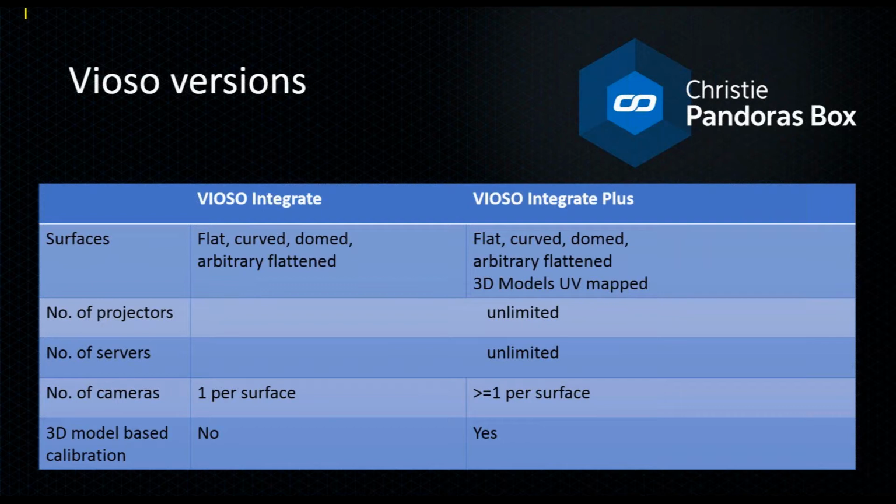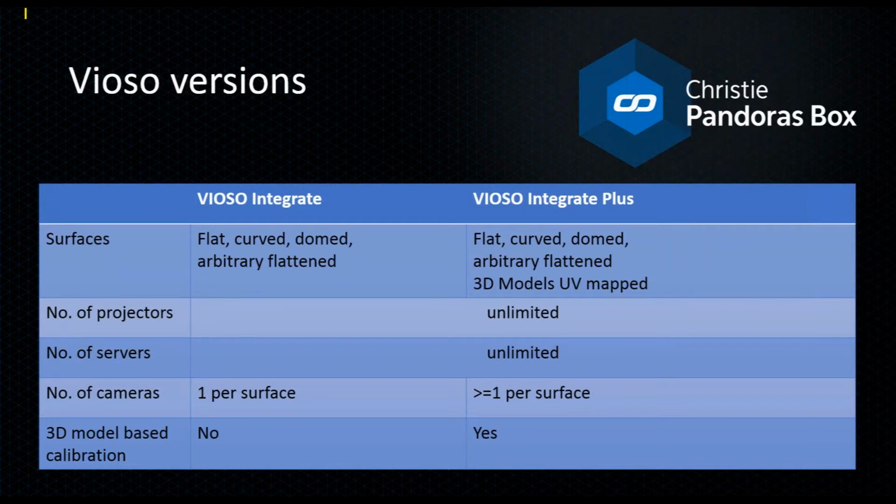Let's say a rock face or a facade can be calibrated, and we call that a flattening, because Integrate Plus works on a 3D model. So this is the 3D mapping that you all know, where a 3D model and UV mapped content need to be fit together. So that's a main difference. The number of projectors and the number of servers are theoretically unlimited. So our calibration system is able to scale with the hardware setup that you have.